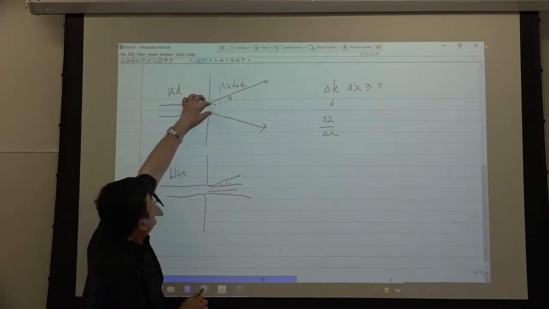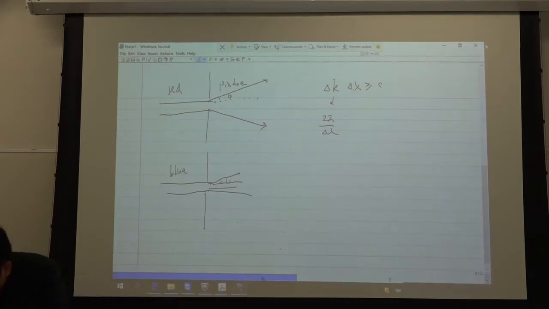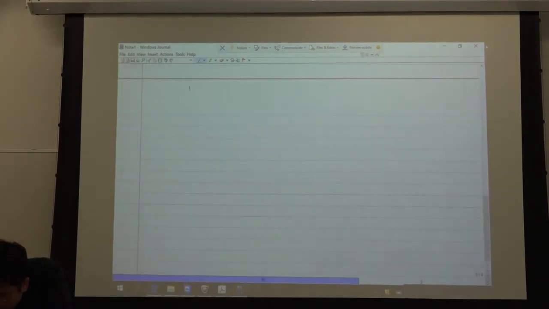I mean the red color can spread at a larger angle, and a blue color at a smaller angle. But how to calculate them? It's very simple.